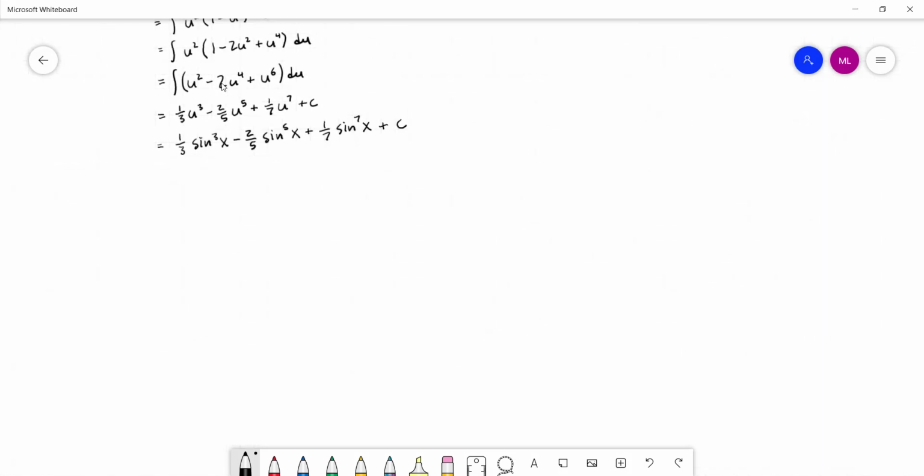What if we have one that involves, instead of sines and cosines, tangents and secants?